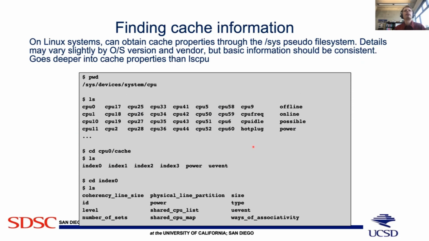Still have a lot of slides. We'll go a little bit quicker over the cache information. You can obtain cache properties through the /sys pseudo file system. The basic information between different vendors should be consistent there. And again, get information via lscpu, but here you have some more information.